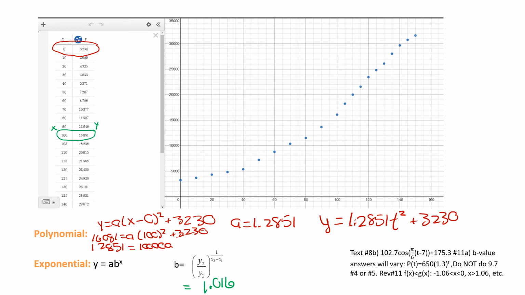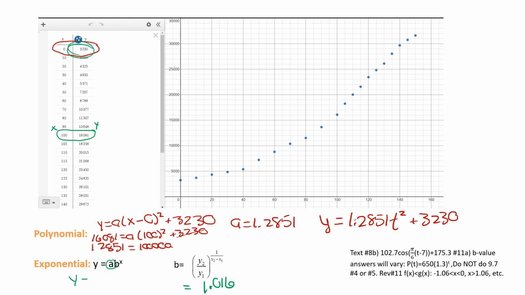1.016. So we get a b value once you calculate your b value or your base at least twice. Then we need to put it into the equation. So that'll go in for b. What are we going to put in for a? Well, a is our starting value, our initial value. So this is our a value right here.